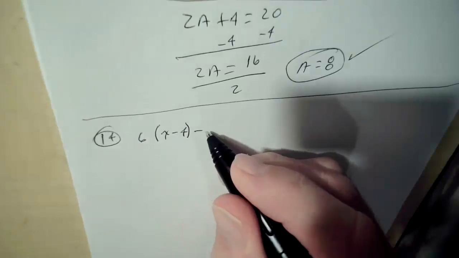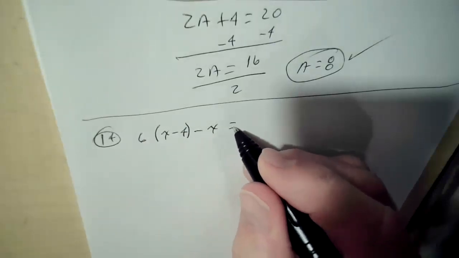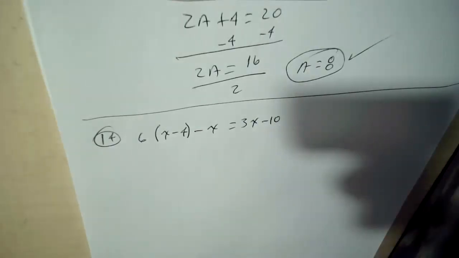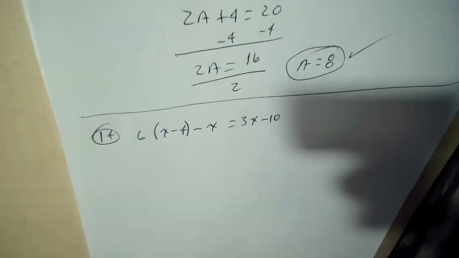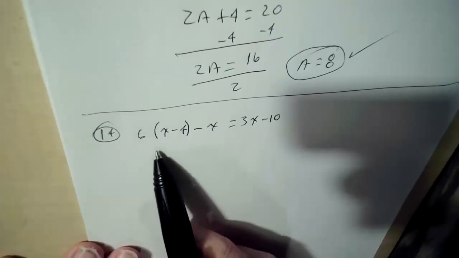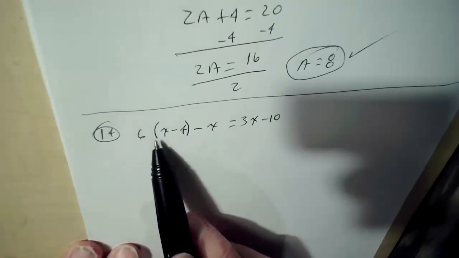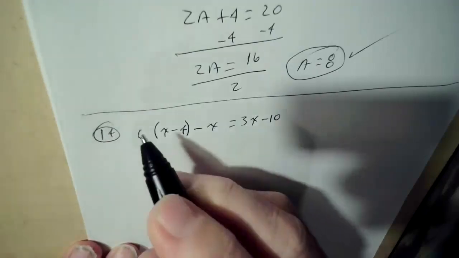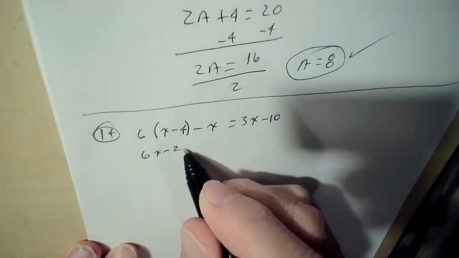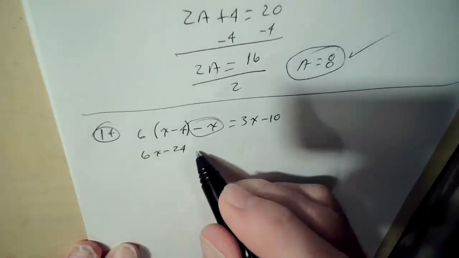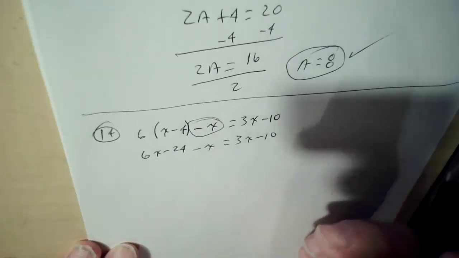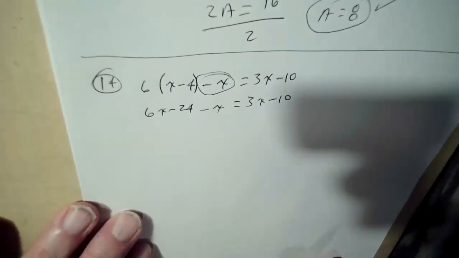6 open parentheses x minus 4 closed, minus x equals 3x minus 10. I see a problem like that, my brain collapses. Say, no, I can't do this. Yeah, you can. Remember, just do what you can do. First thing we want to do is multiply the 6 times everything inside here. Do the distributive property, and we get 6x minus 24. Don't forget this, minus x equals 3x minus 10.